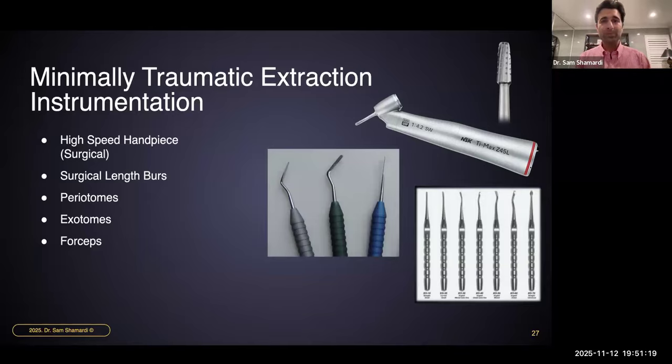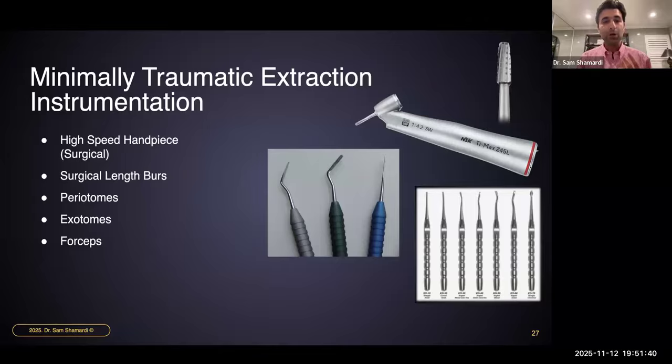Then we get into our specific instruments. There are a couple tools that are game changers for us when it comes to extracting teeth atraumatically. Specifically, my go-tos are instruments known as periotomes and as exotomes, and we're going to highlight each of them in just a moment so you'll understand how we make use of them.